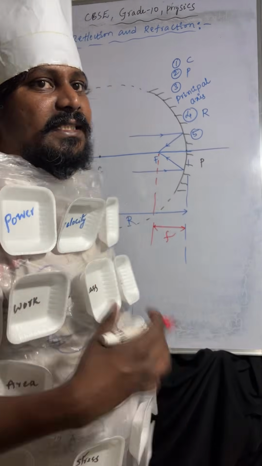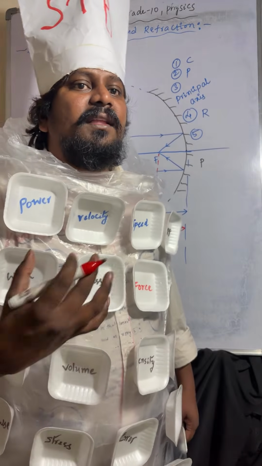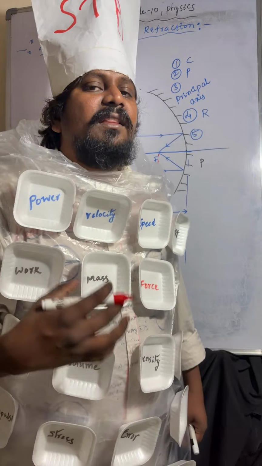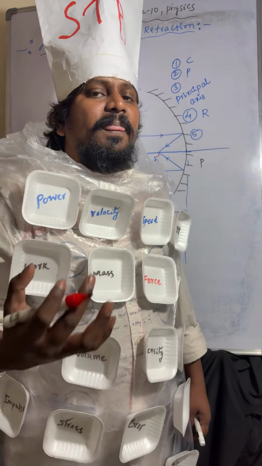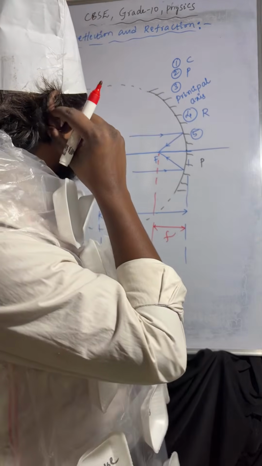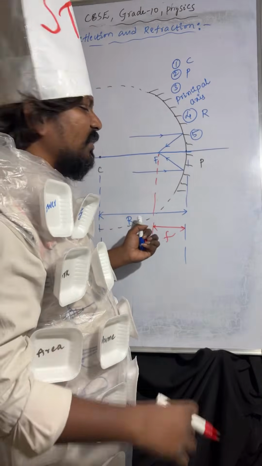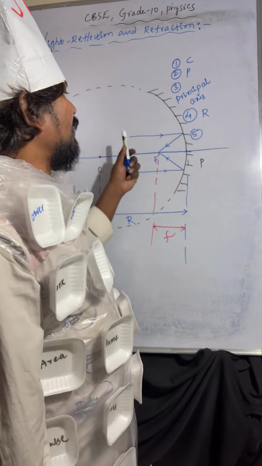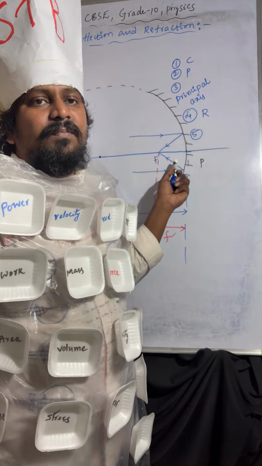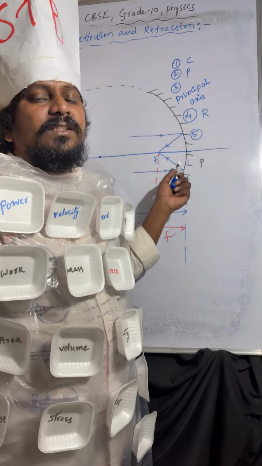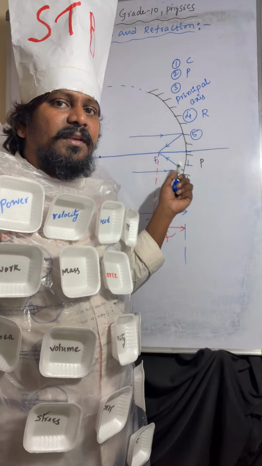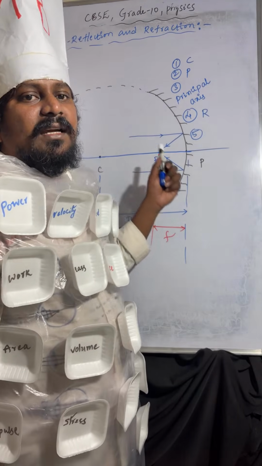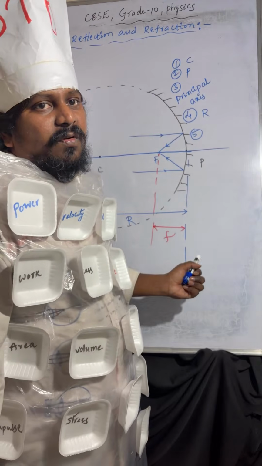The center of the imaginary sphere in which the mirror is a part is called center of curvature. The midpoint of the mirror is called pole. The distance between center of curvature and pole is called radius of curvature. After reflection, all light rays will meet at one point on the principal axis called focus. Actually it is principal focus, simply we can say focus. The distance between focus and pole is called focal length.